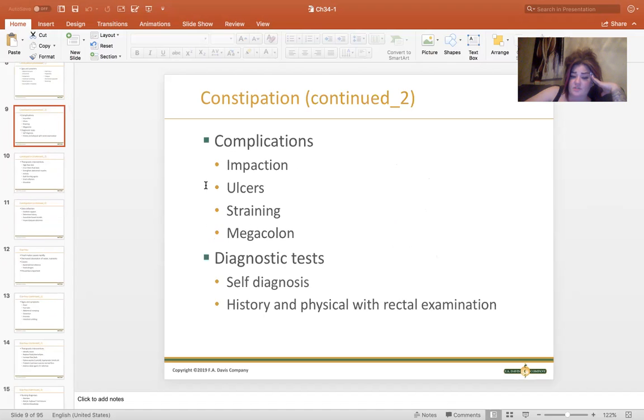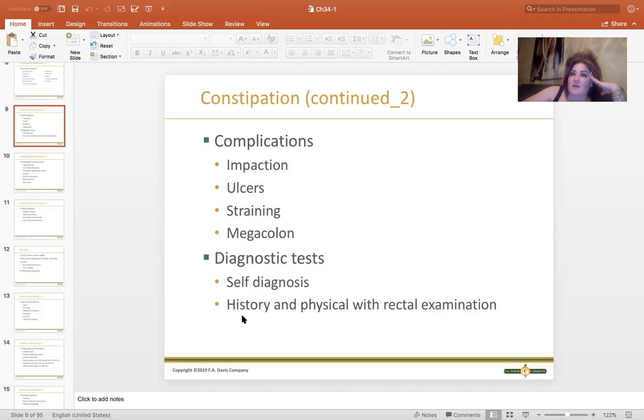A little bit of what I was just talking about. So complications, we can have a lot of different things that can happen with constipation, by either trying to evacuate our bowels or not going to the doctor. A lot of people, I think, potentially, at least in my experience, excuse me, I thought I was going to sneeze. Excuse me.